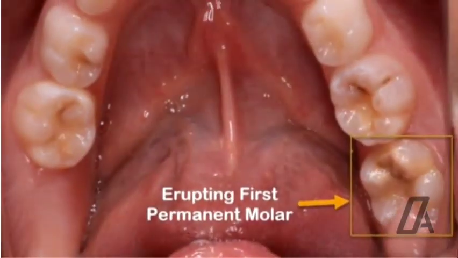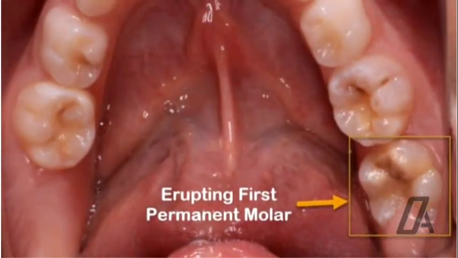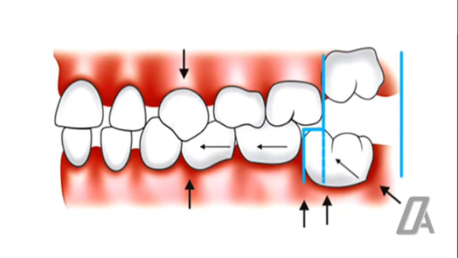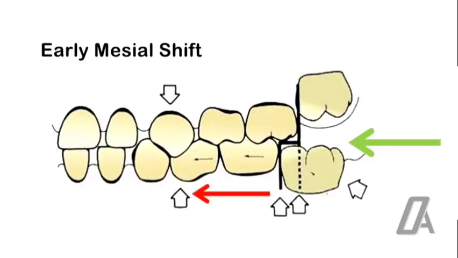Let's begin with the eruption of the first permanent molar and the concept of the early mesial shift. In patients with spaced primary dentition and a flush terminal plane, when the permanent mandibular first molars erupt around 6 years of age, they utilize the primate space distal to the canines. As they move forward, the flush terminal plane transforms into a mesial step, allowing the maxillary first molars to erupt into a class 1 molar relationship. This process is known as the early mesial shift. However, in cases with closed dentition, this shift does not occur.